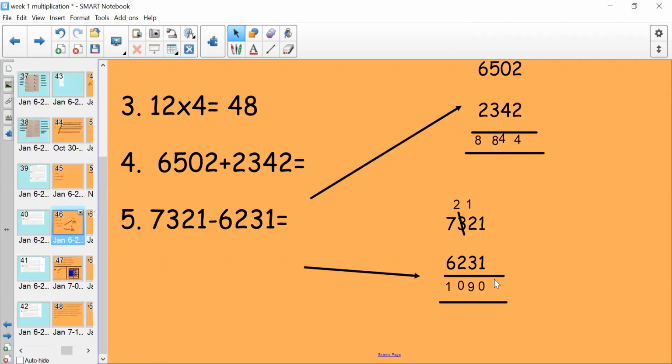So 1 take away 1 is 0. 20 take away 30, we can't do. So we have to go to the hundreds column, and then that 300 becomes 200, and then the 100 joins that 20 to make 120 minus 30, which is 90. Then we move to the hundreds column, which is 200 minus 200, which is 0. And in the thousands column is 7,000, take away 6,000, which is 1,000.